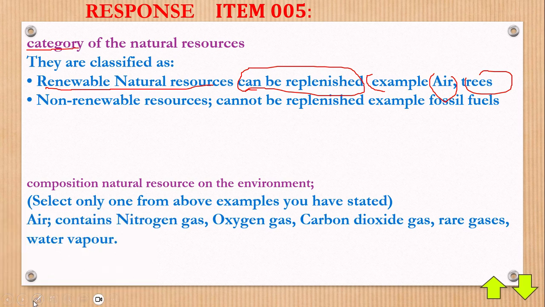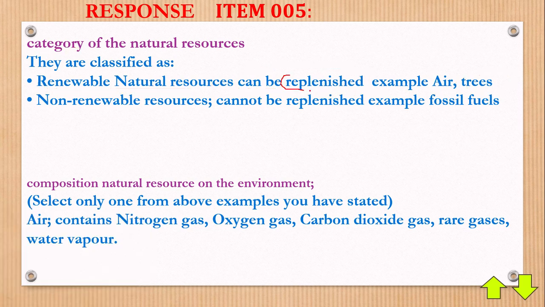Please, maybe for more clarification, I know someone may be questioning: the word replenished means can be restored. Of course, fine, we can cut down the trees, but we can again plant them. So a tree may go, but again we will plant another one. So it can be replenished, can be replaced, or it can be restored. That's the meaning of replenished.